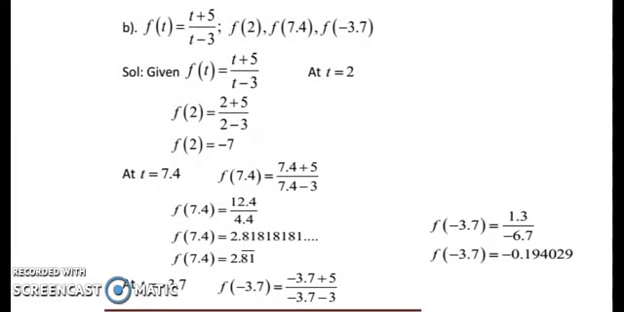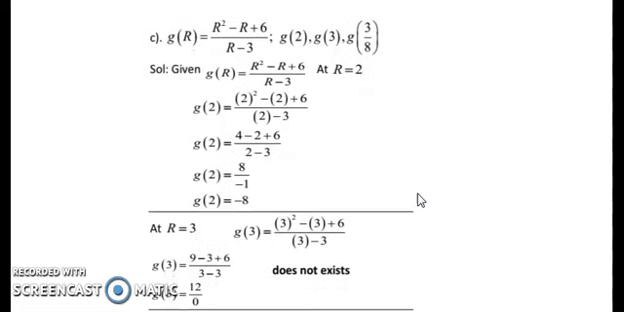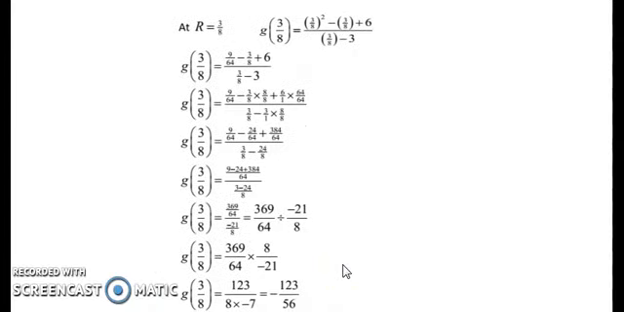This is its b part. You can also solve it on your own. Here is the c part. Now see, in this part, when you insert the value of capital R as 3, the function does not exist because the denominator gives you 0. So you have to write a statement that the functional value does not exist. This is its second part.